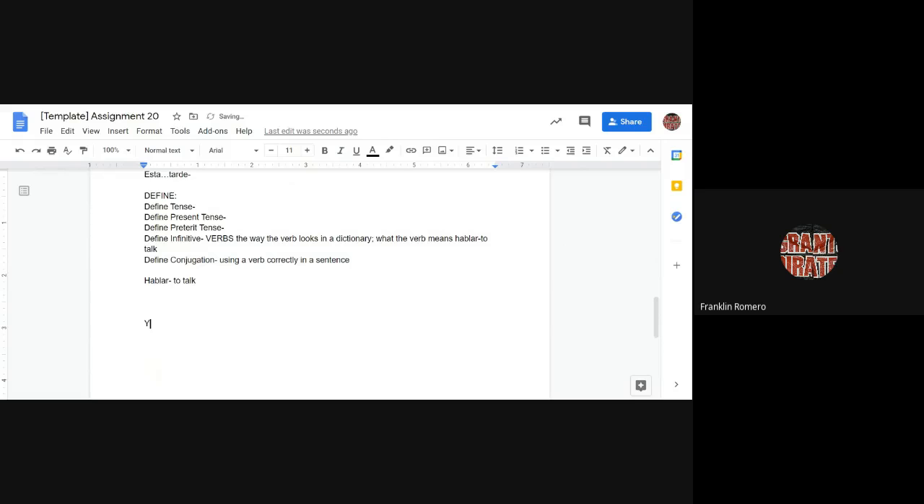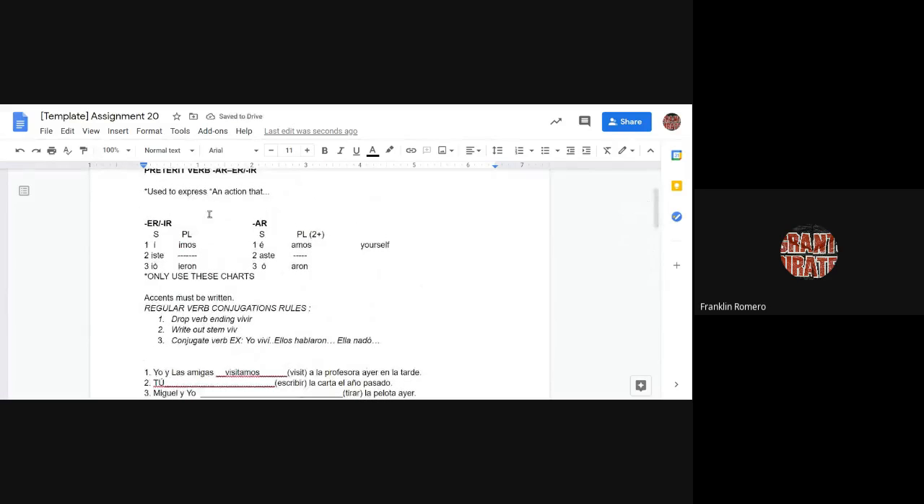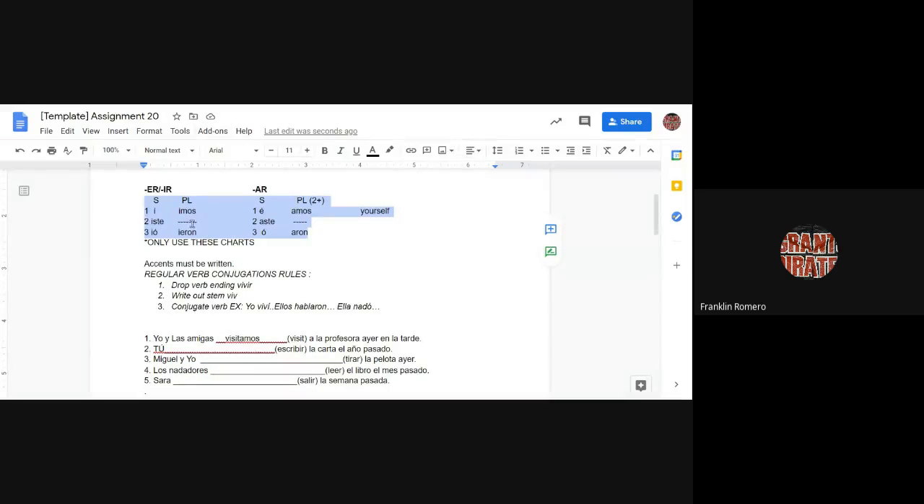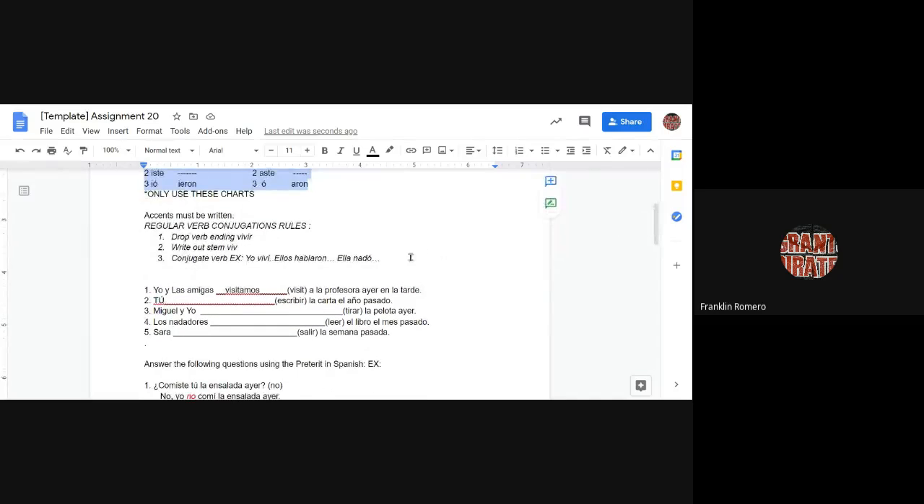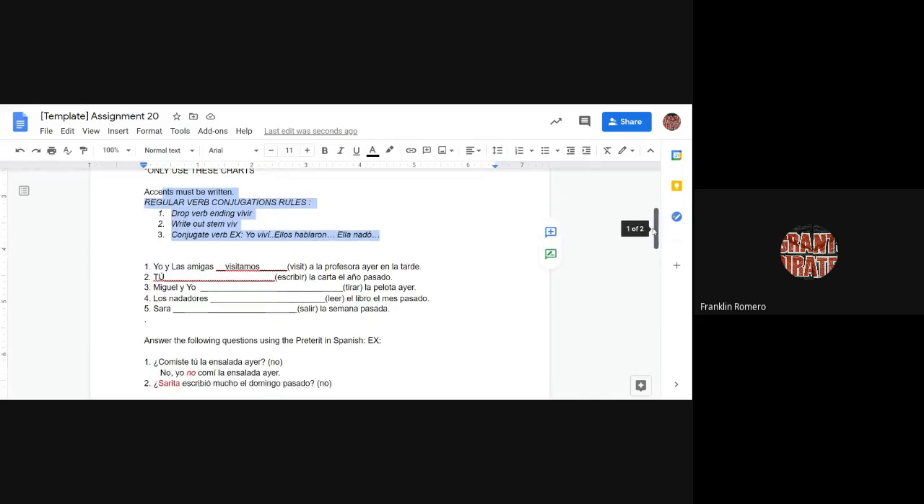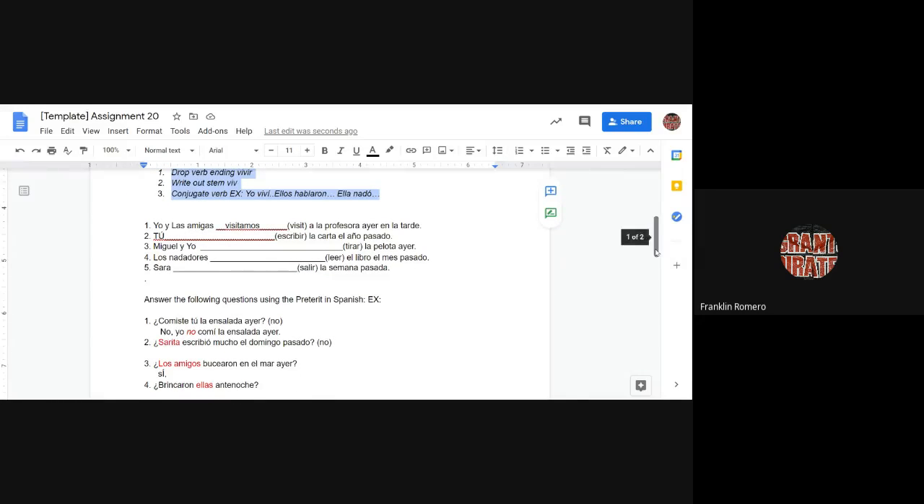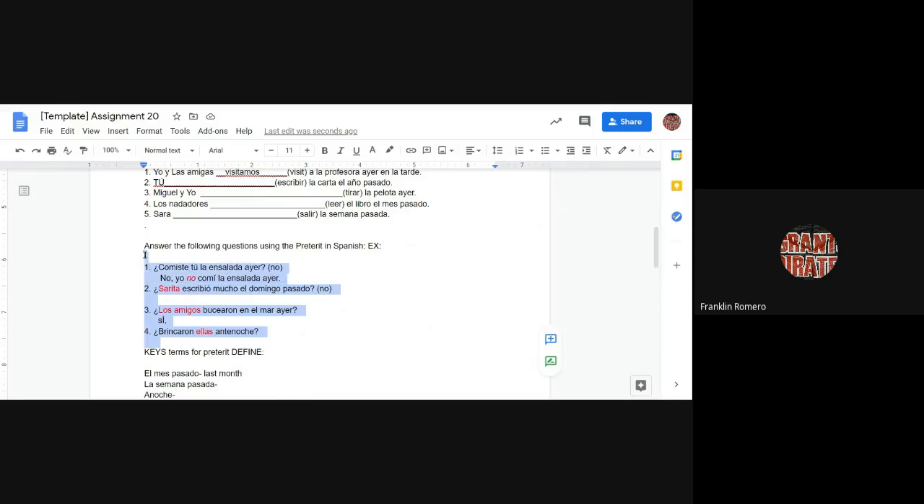All right, quick recap here. At the top, assignment 20, define the preterite: an action that started and ended at a definite time in the past, a one-time action. Make sure you know your conjugations and the appropriate accents. If you look at the pattern, the first person singulars have an accent and third person singulars have an accent. These are regular verbs, so you drop the ending, write the stem, conjugate the verb, and then answer the questions correctly with a full sentence answer.